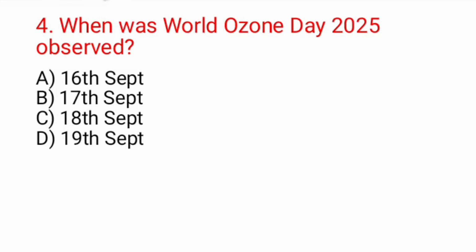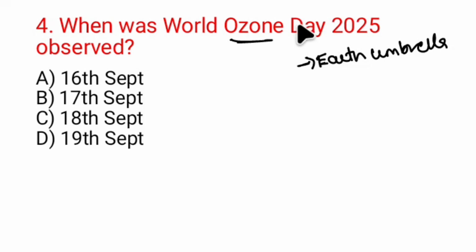And the next question, which is question number 4, is also important. When was World Ozone Day 2025 observed? Options are 16th, 17th, 18th and 19th September. You see, ozone we call the Earth's umbrella, because ozone protects us from harmful UV radiation reaching our skin, and it also protects us from various diseases and disorders like cataracts, cancer, and skin problems.